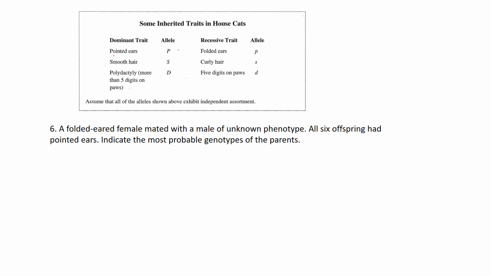Okay, so it says dominant. Here's one of the traits: either pointy ears or folded ears. So if it's pointed ears, it has to have a capital P. Doesn't matter what the other allele is, that's going to be pointed. And if it's folded, two little p's. And I'm going to put a little hook on my little p's just so we don't ever get them mixed up with the dominant allele there. And that's folded.